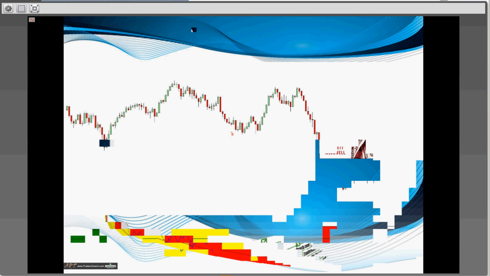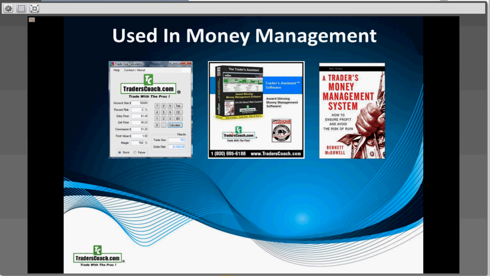All right, now I want to quickly move over to money management. We have 2 pieces of software that we use and rely on a great deal. One is called the Trader's Assistant. The other one's called the Trade Size Calculator.